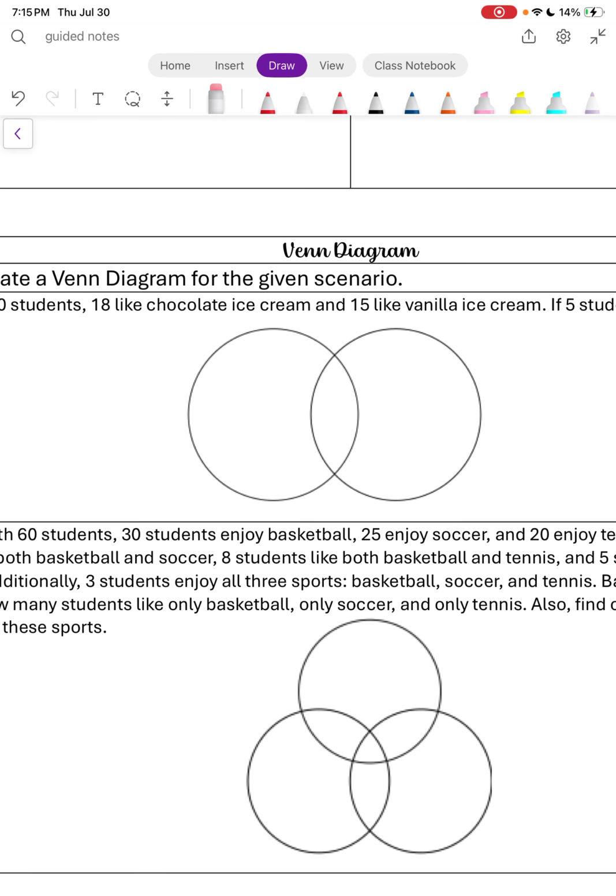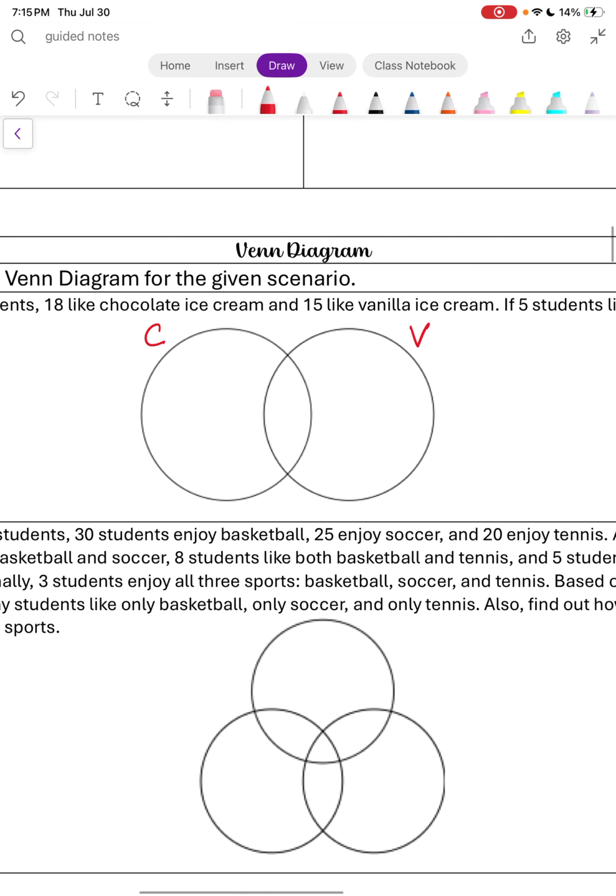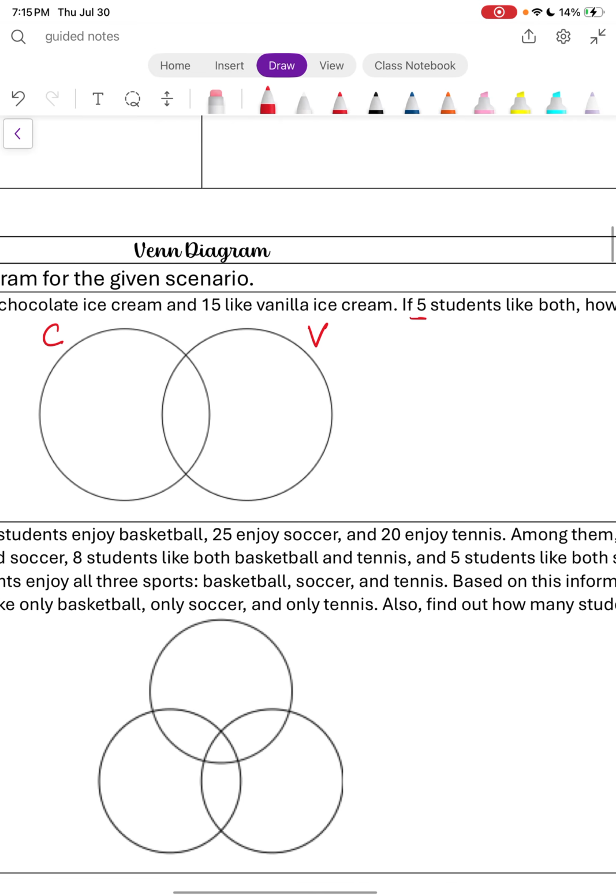So you have chocolate. Chocolate and vanilla are your two sets. It says 30 students, 18 chocolate, 15 vanilla, 5 students like both. So that's where we always start, with the both. And we call that the intersection of the two sets. We write that as an upside down U. So the intersection of the two sets is 5.